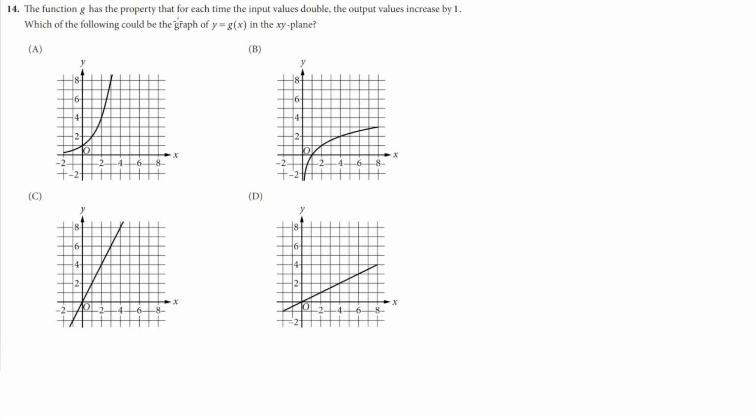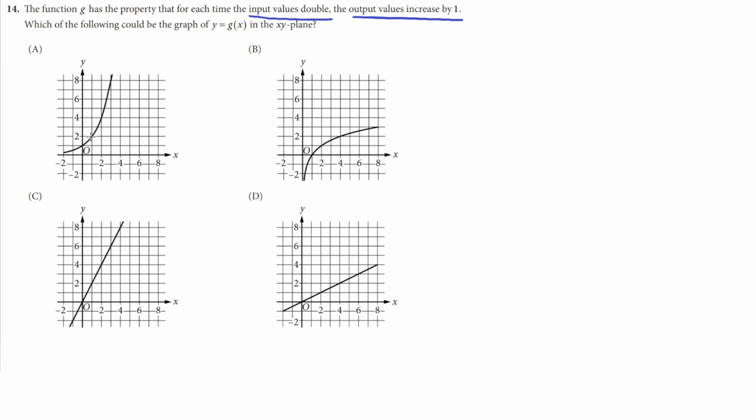The function g has the property that for each time the input values double, the output values increase by 1. Which of the following could be the graph of y equals g of x in the xy plane? So we need to find out which one of these answer choices has a graph where when the input values double, the output values increase by 1. So let's just go through each graph.